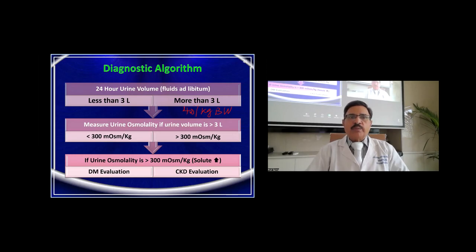Now, what are the causes which give less than 3 liters of urine? A patient complains that he has to visit the toilet. That means it is frequency. It is not volume. Then obviously, what are the causes of frequency of urine? The commonest cause is urinary tract infection. Lower urinary tract symptoms will be there, burning will be there, dysuria will be there, pain will be there, frequency will be there, fever may be there.